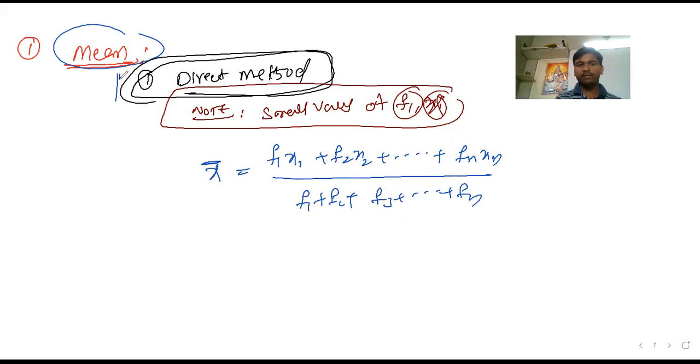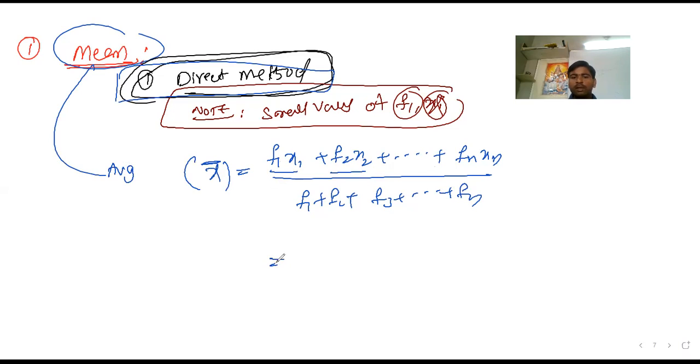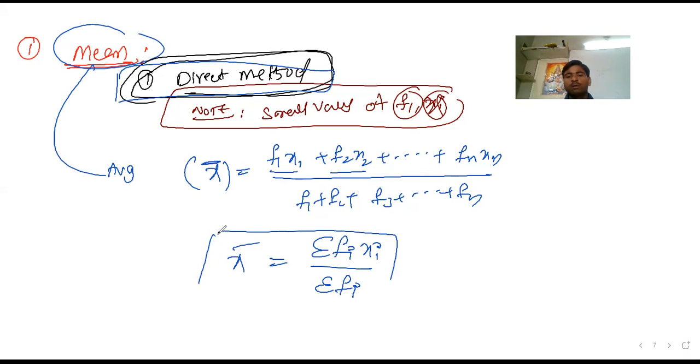We can find the mean for grouped data by the direct method. X bar, the average or mean of the given data, is equal to f1 x1 plus f2 x2 plus so on. This is the first class, second class, third class. However many classes there are, that many terms will come. Total frequency. Technically you can write it as sigma fi xi by sigma fi. This is the direct method formula.